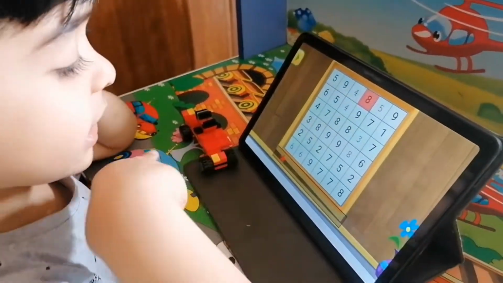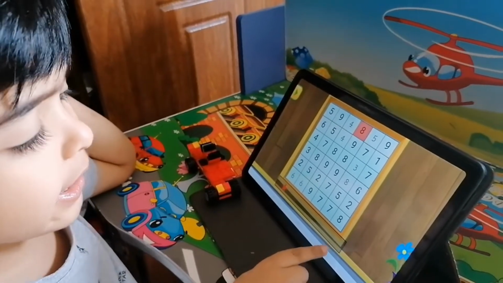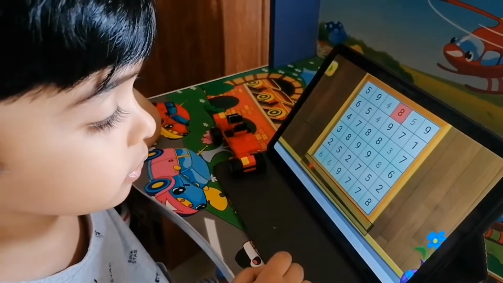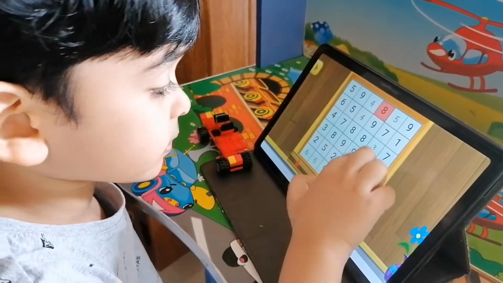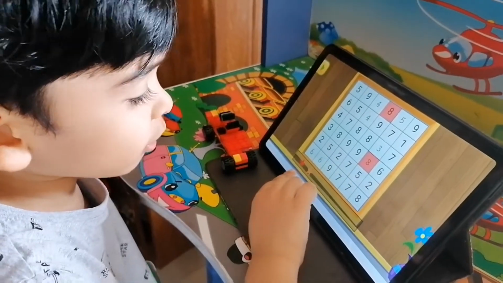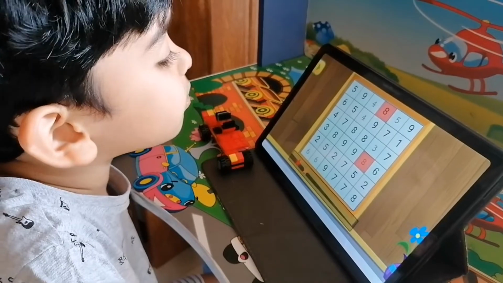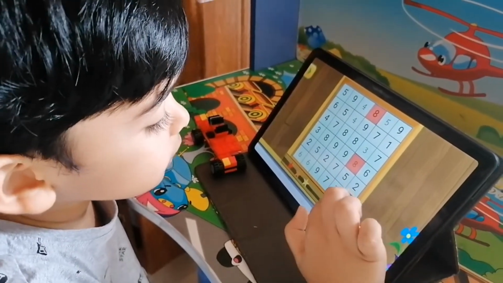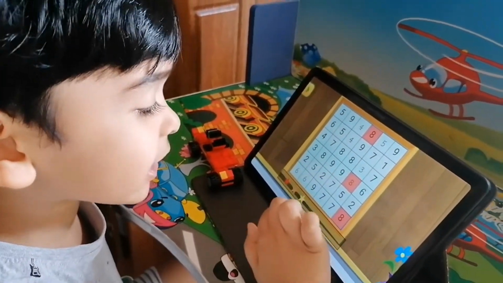Mommy, I have red stars. Wait, why you want this? Find the number 8. Number 8? Yeah. Wait. Oh, I see you. Okay. It got orange. Where's the 8? Where's the 8? Down there. Where's the number 8? It got yellow.